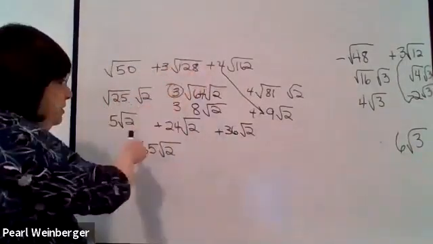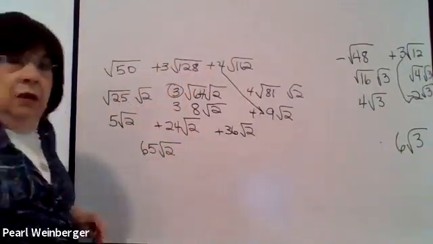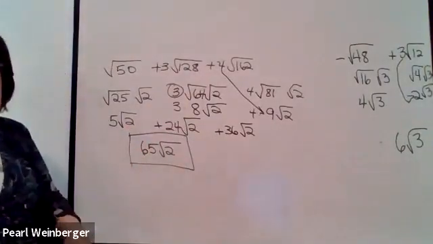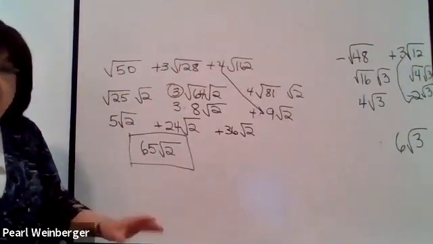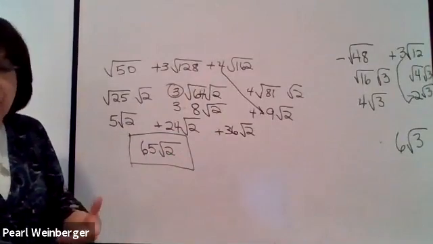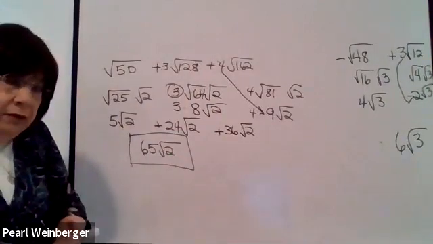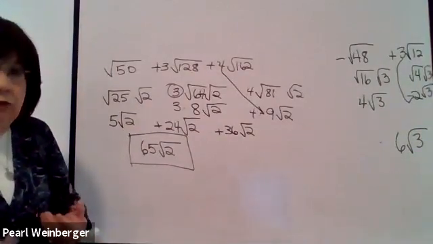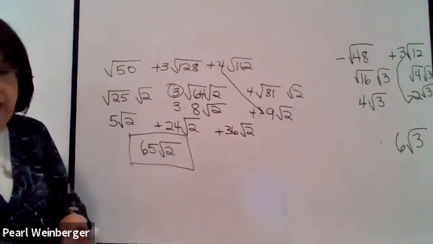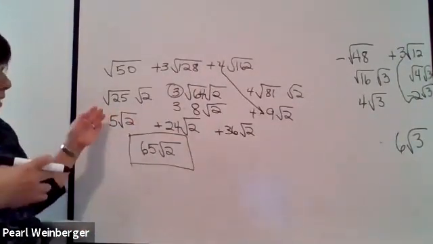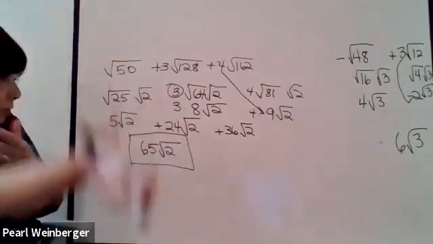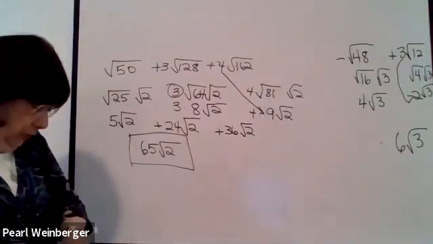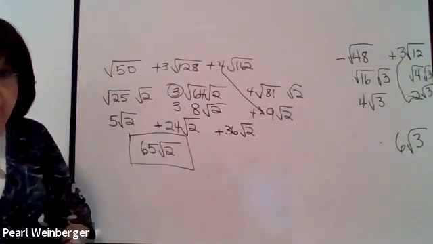Be careful with your signs. In this case, all the signs were positive. But the final answer was this simple answer of 65 radical 2. So again, in order to combine, which means add or subtract radicals, they have to be like radicals. And sometimes by simplifying your radicals, you will get like radicals. Sometimes you won't. Sometimes two of them will be alike and the third one won't. You can only combine the ones that are like radicals. Okay. Is that clear?